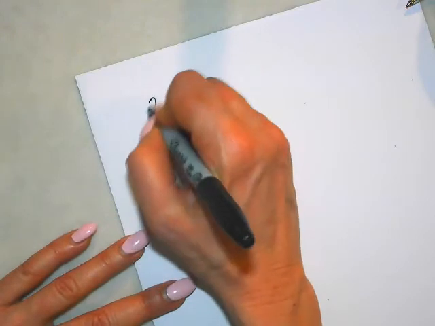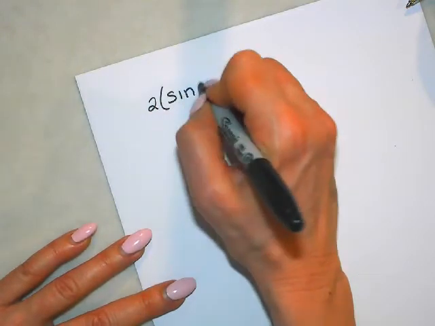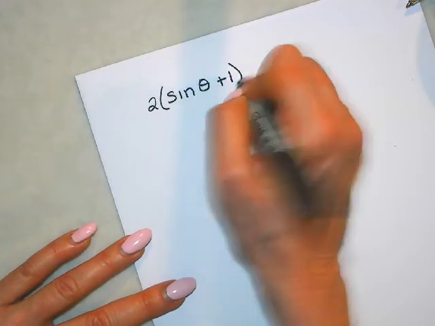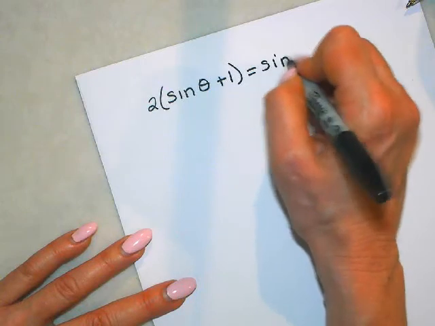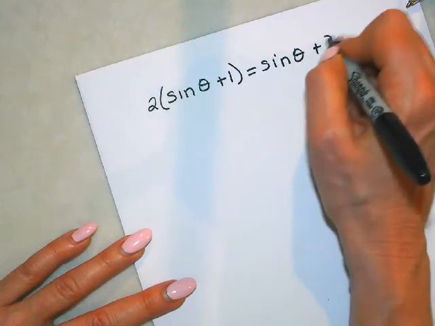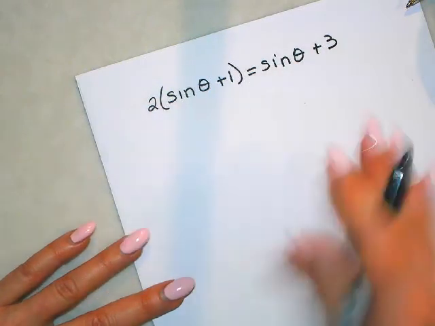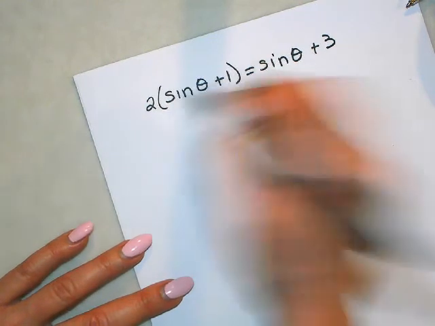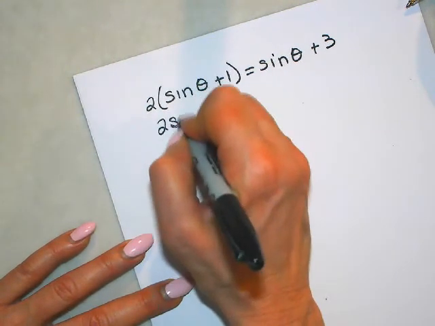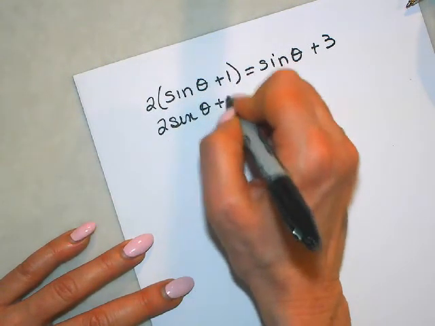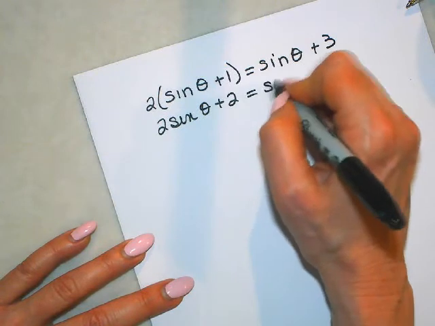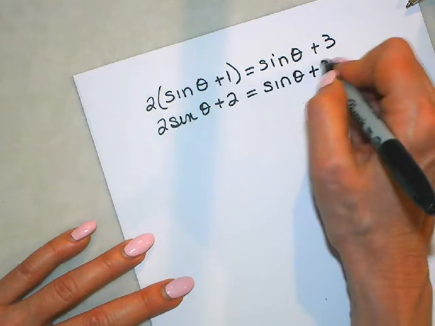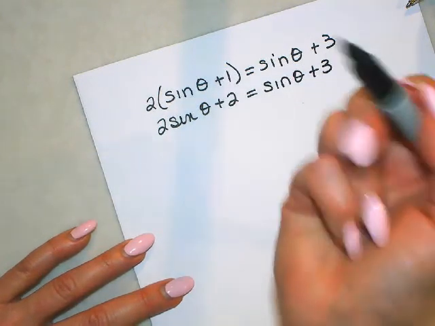Okay, we'll do one where we're going to have to distribute. 2 sine theta plus 1 equals sine theta plus 3. I'll distribute the two, guys. You're following all the math rules, everything you've learned about math. 2 sine theta plus 2 equals sine theta plus 3.